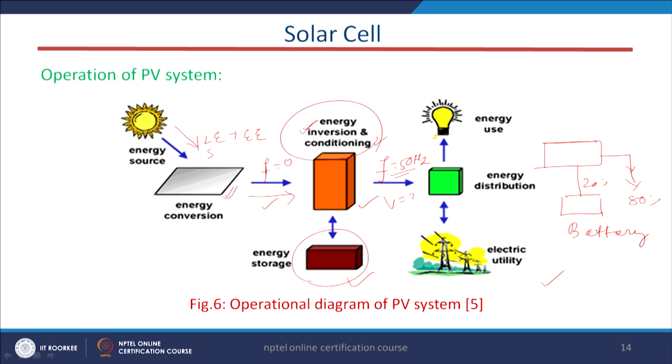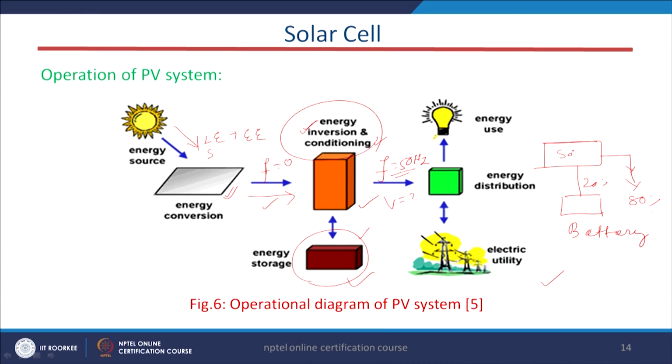So, that is the meaning of this energy storage. If any surplus energy is there as far as the solar energy system is concerned, we can always store it. And when it is required, let us say this solar energy is not produced during the night time, this 20% energy we can always divert to the load side. That is the benefit of the storage system in the solar energy system.